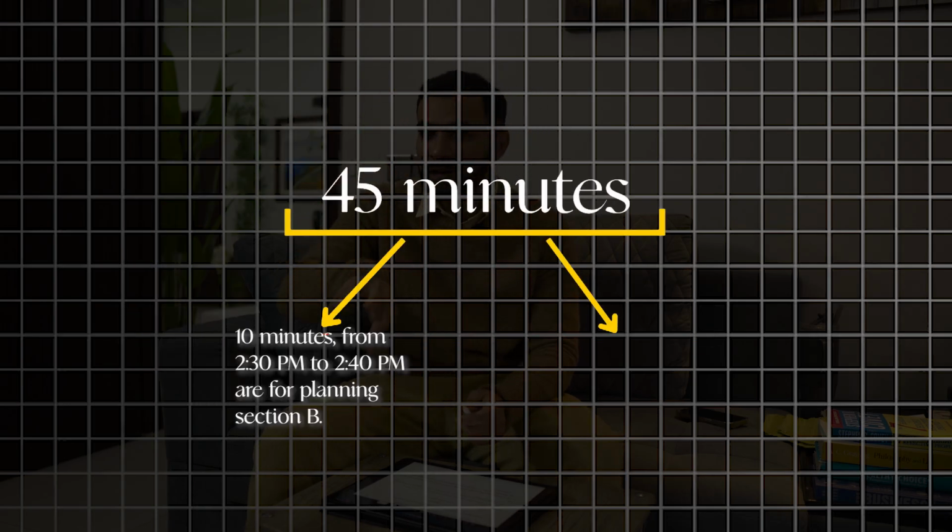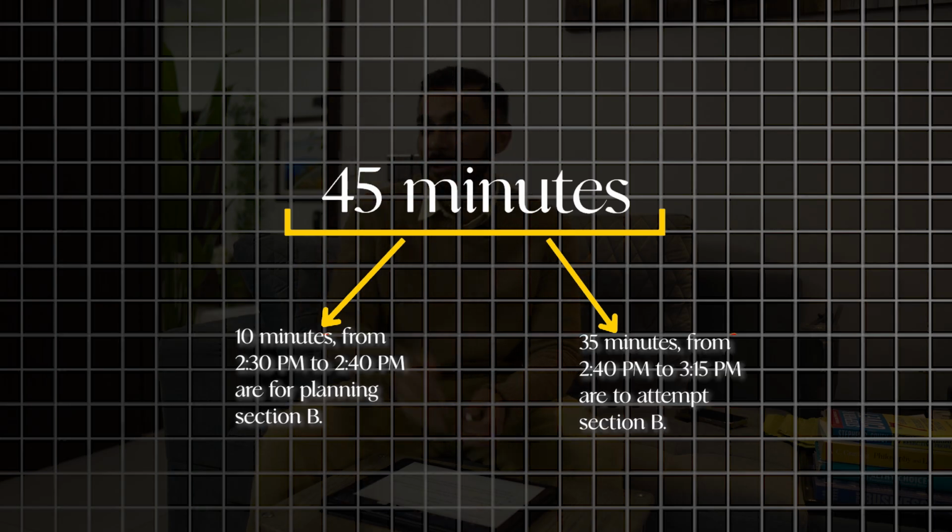So you give 10 minutes to the planning and selection of questions in section B, and for the next 35 minutes, from 2:40 till 3:15, you attempt question 5 or 6, whatever you select, and that is how you break up and manage your time. If I just summarize it, you have 1 hour 15 minutes in total for this examination. From 2 till 2:30, the first 30 minutes are for section A, and the next 45 minutes are for section B, divided into 10 minutes of planning from 2:30 till 2:40, and from 2:40 till 3:15 is the time for attempting question 5 or 6, whatever you select.